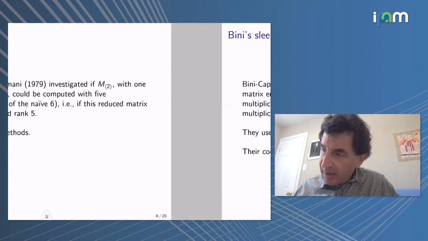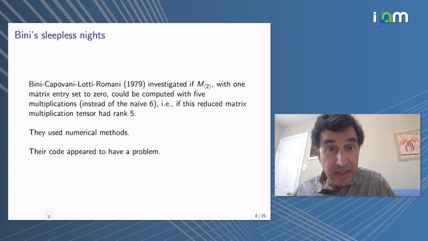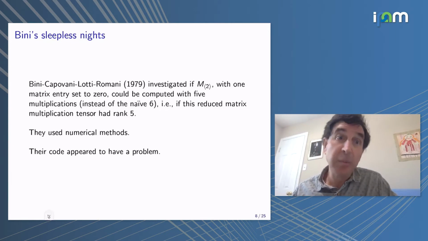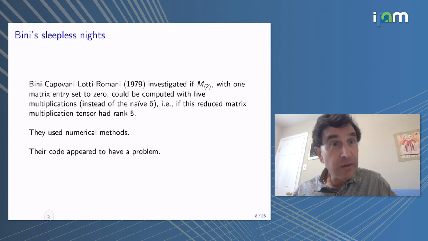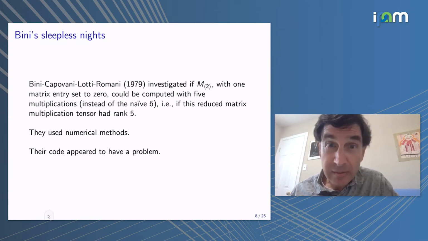And his code appeared to have a problem. What was happening when he did it is they could get close to a rank 5 tensor, but as they started to get close, the coefficients were starting to blow up. And now the first quiz question: what was wrong with their code? I'll give you a hint. It's a trick question.